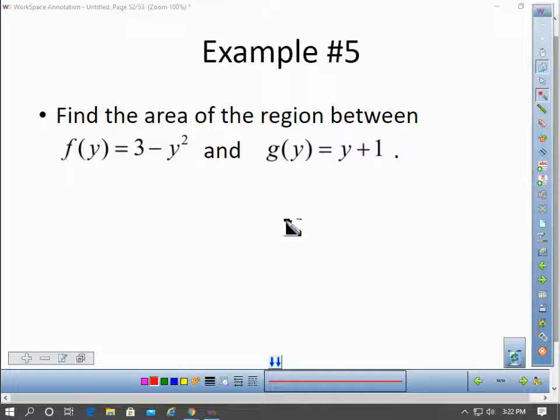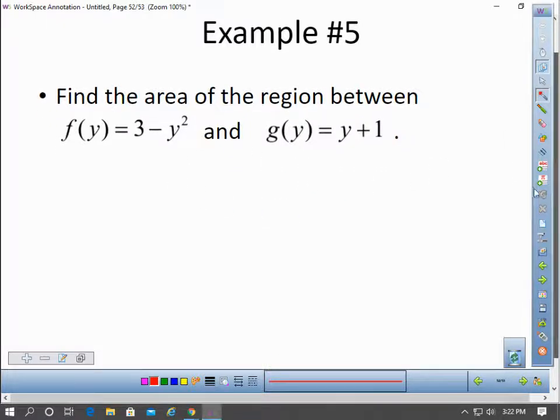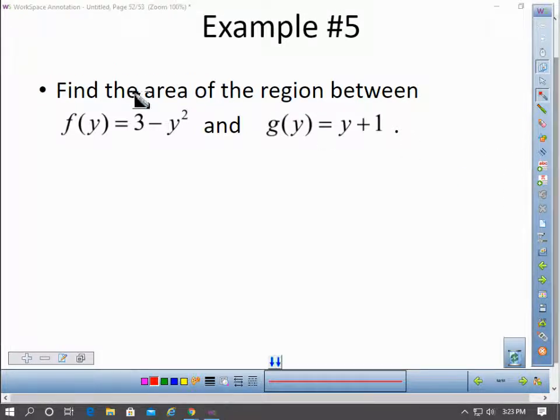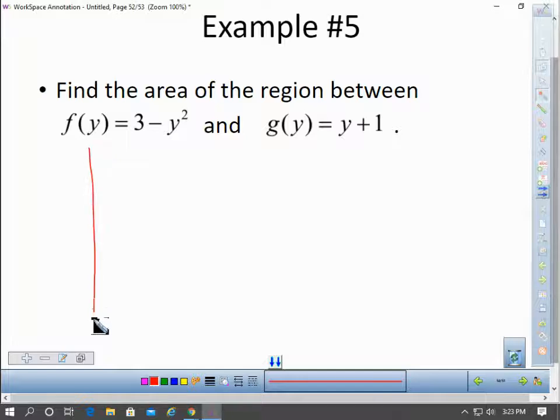Okay. Now, this is our last one here, and I wanted to give this one that was turned sideways. It says find the area of the region between these two. Now notice it says f of y equals 3 minus y squared, and g of y equals y plus 1. So these graphs are turned sideways. All right. So 3 minus y squared. You know what a y squared looks like. It's a parabola.